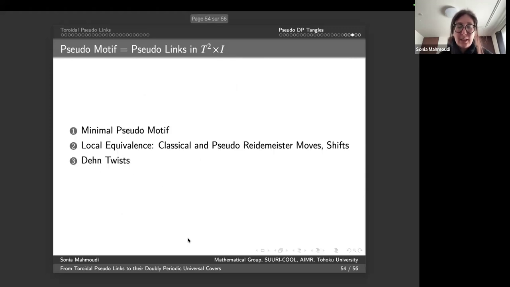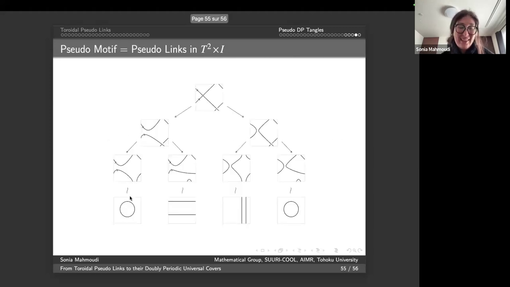So we can say, okay, we are happy, but we need to remember that if we want to define an invariant for infinite doubly periodic structures, I could say more about that, but I don't have time, it's very important to first find this kind of minimal pseudo motif to consider the local equivalence, and very important here to consider all the Dehn twists. And this will be left as an open question for now, even though we have almost finished, and hopefully we will show that in a paper soon.